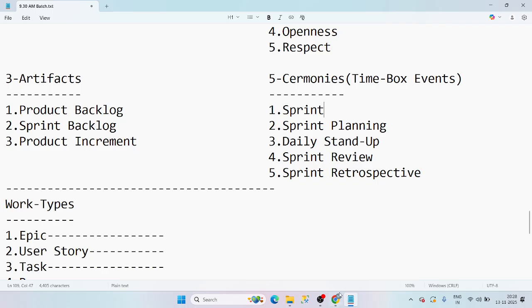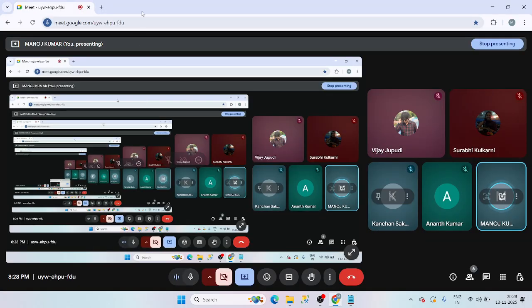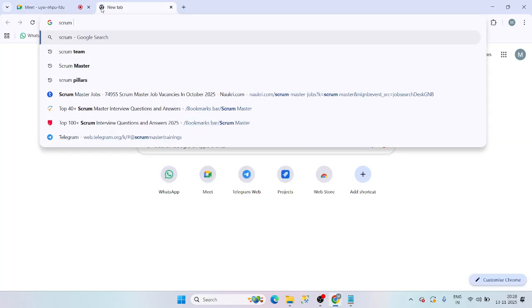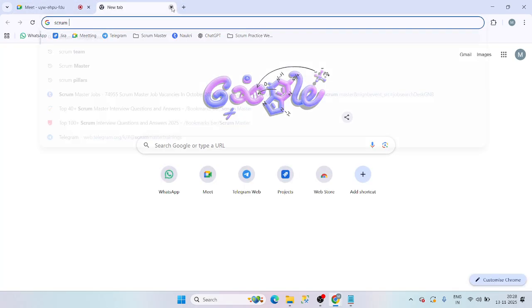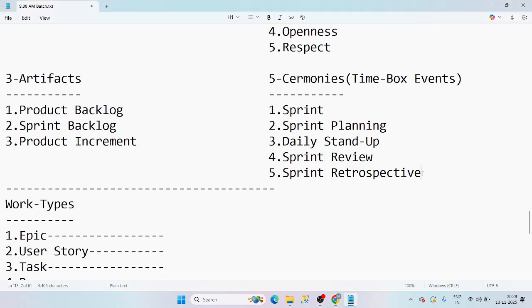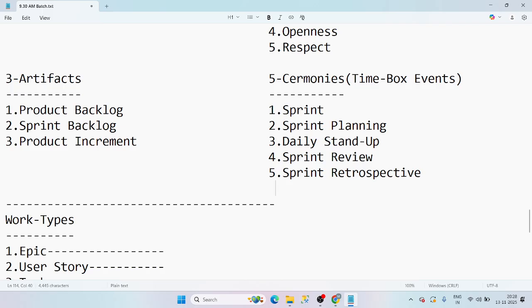On Google also, I know that you got this doubt from the Google ceremonies. You heard about backlog refinement, am I right or wrong? Actually, there was one picture on which there is a backlog, and then sprint planning, daily stand-up, sprint review, and sprint retrospective.